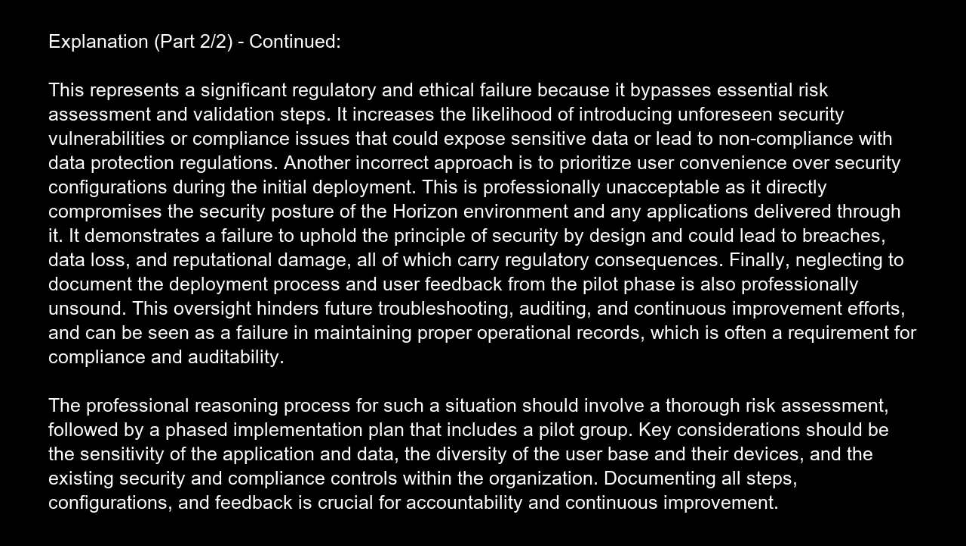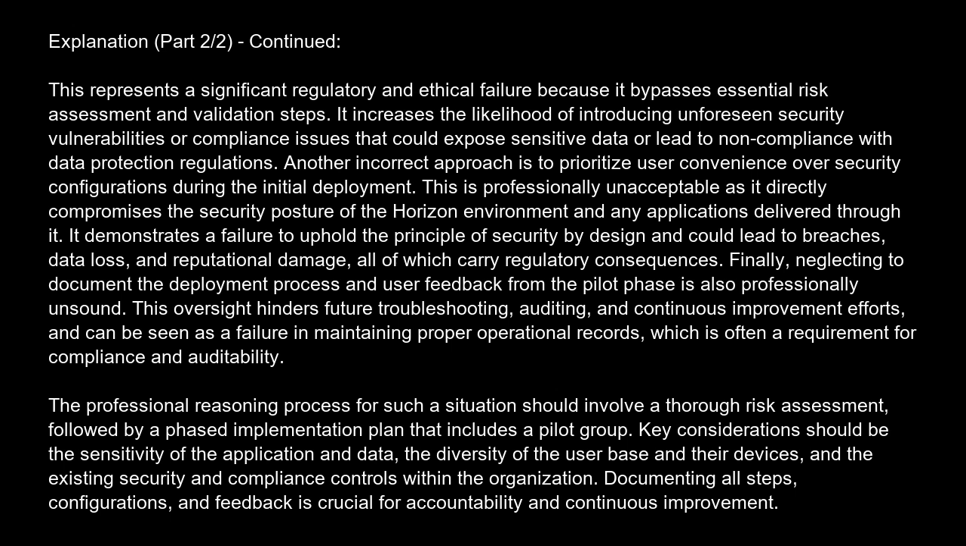Finally, neglecting to document the deployment process and user feedback from the pilot phase is also professionally unsound. This oversight hinders future troubleshooting, auditing, and continuous improvement efforts, and can be seen as a failure in maintaining proper operational records, which is often a requirement for compliance and auditability.